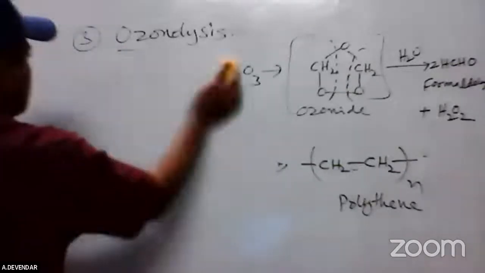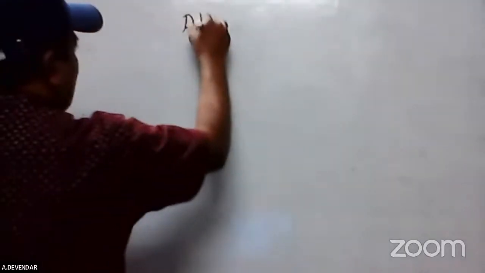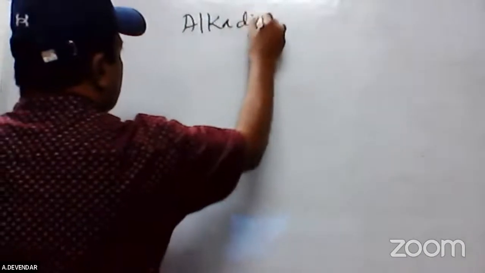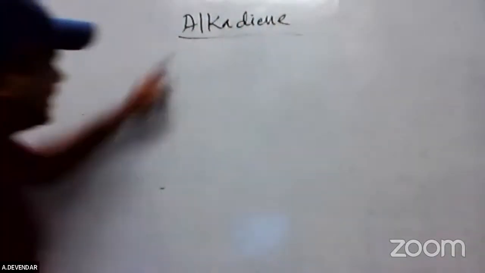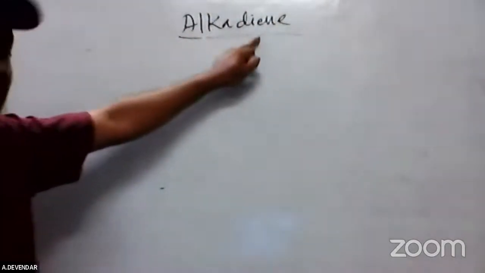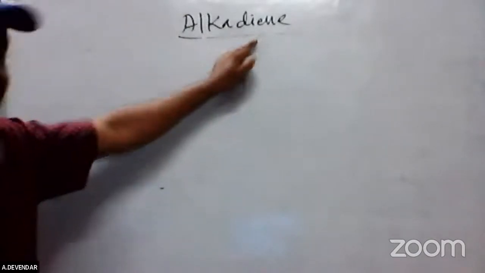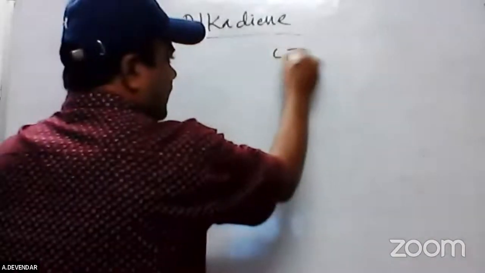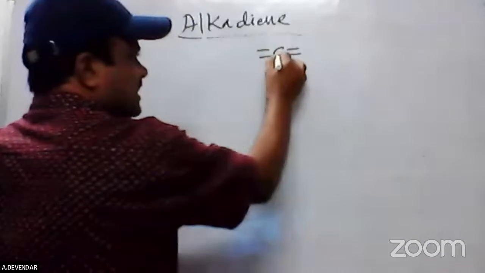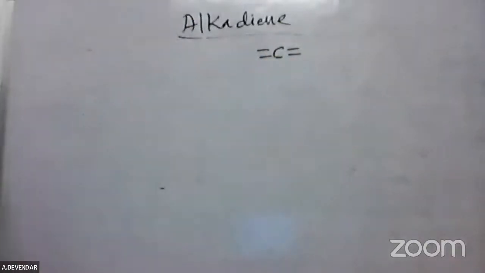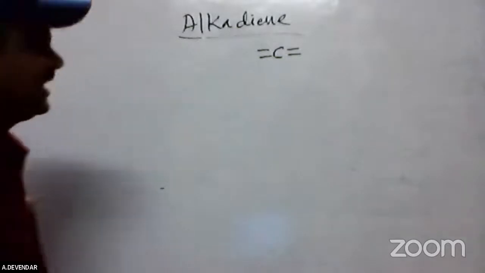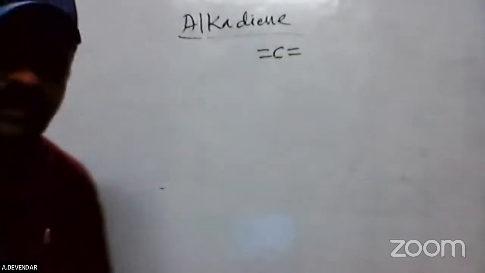The next topic in this series is alkadienes. In a few minutes I will complete the alkadienes also. Alkadienes: what is the root word? It is alk. Diene means two double bonds are present between the carbon-carbon atoms. This is the carbon-carbon two double bonds, and that is called alkadienes. So the alkadienes are the first member in this family.